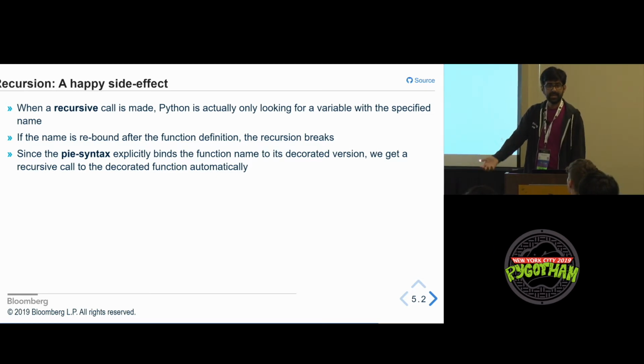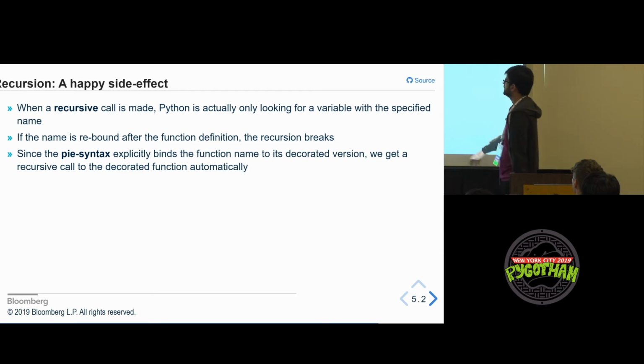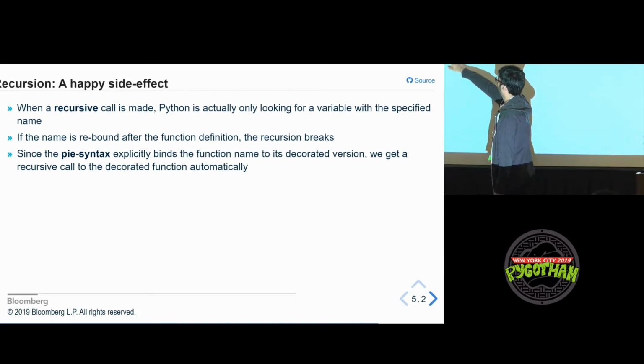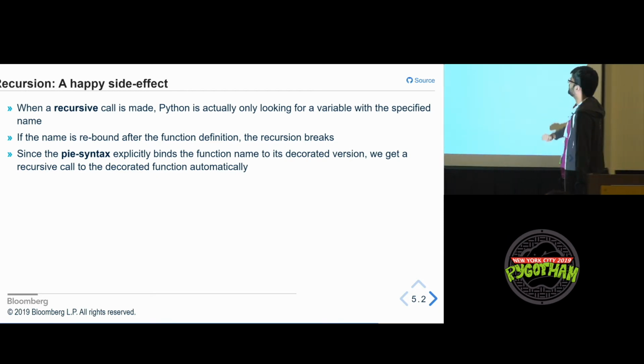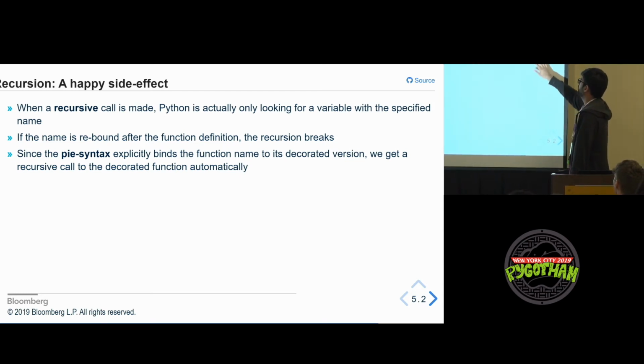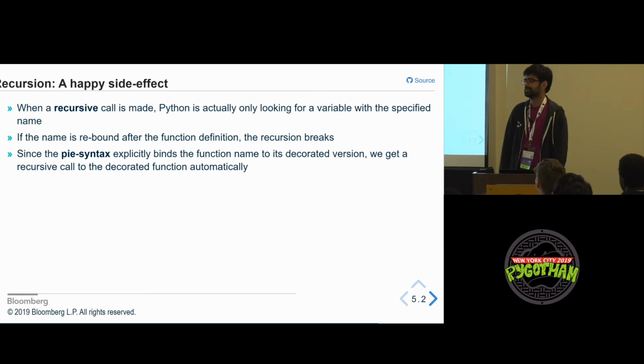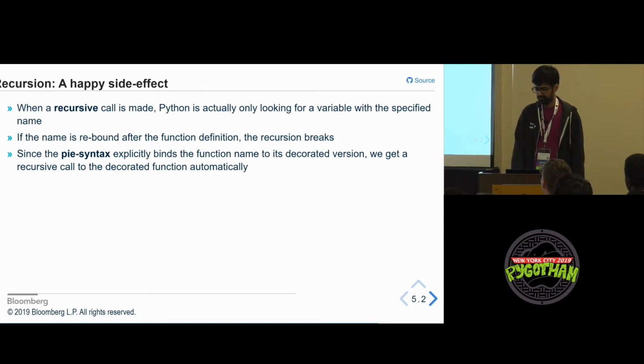Because it's an interpreted language, it only goes looking for fib when the interpreter gets to the recursive call site. And then it says, oh, I need to find fib. Where's fib? Where's fib? Whatever it finds, it uses. So you can break this. Since the @ syntax explicitly binds the function name back to its decorated version, we get a recursive call automatically. And that's the answer to all my confusion.